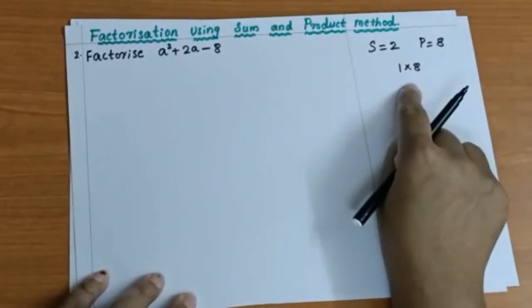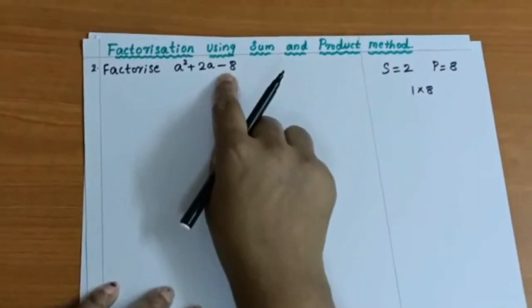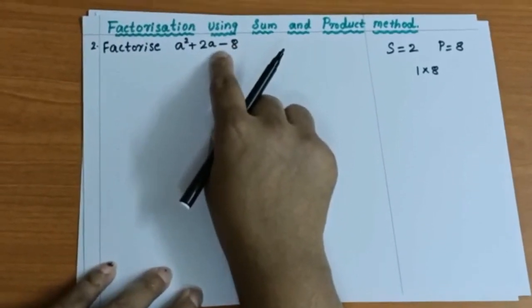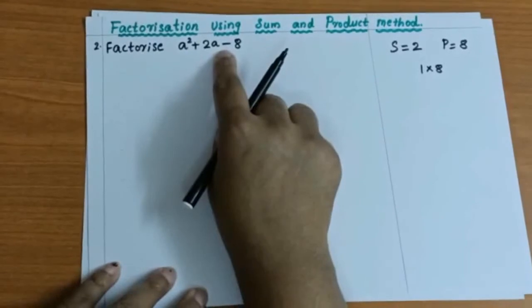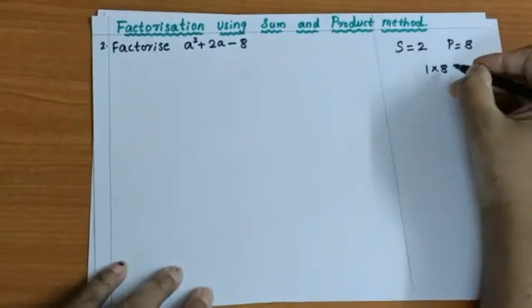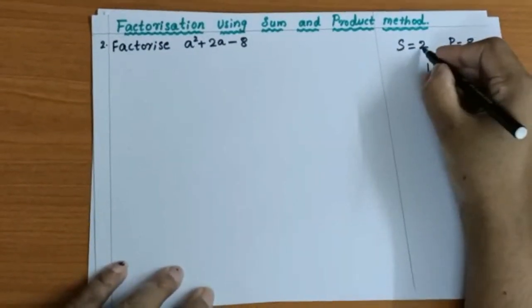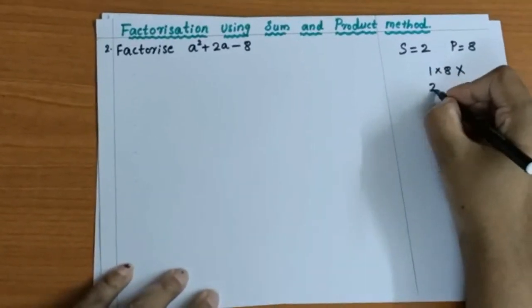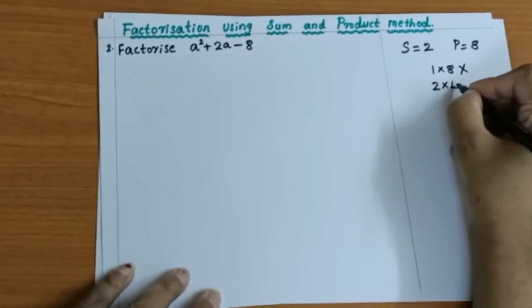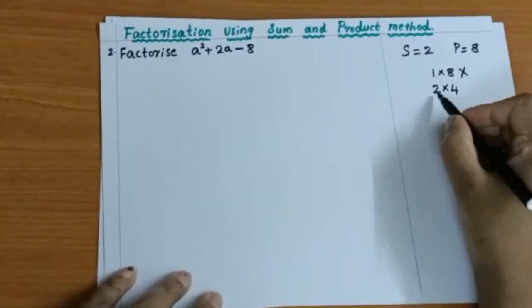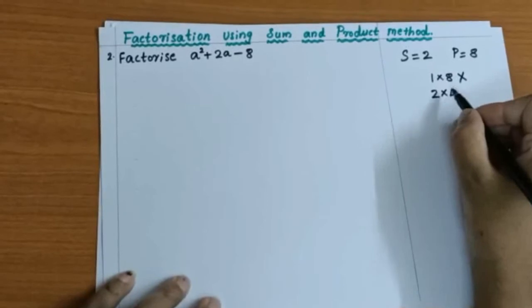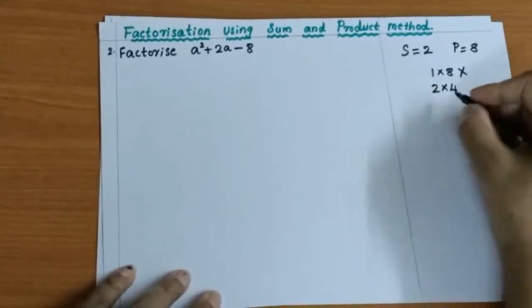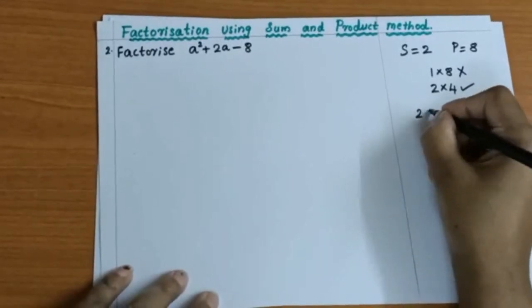I said we are choosing subtraction because it depends upon the sign of the third term. Here the sign of the third term is negative. That's why we are choosing subtraction. So 8 minus 1, it is not 2. So we cannot choose this one. The next factor is 2. 2 times 4 is 8. So when we are subtracting 4 and 2, 4 minus 2 will be 2. So we got the numbers 2 and 4.